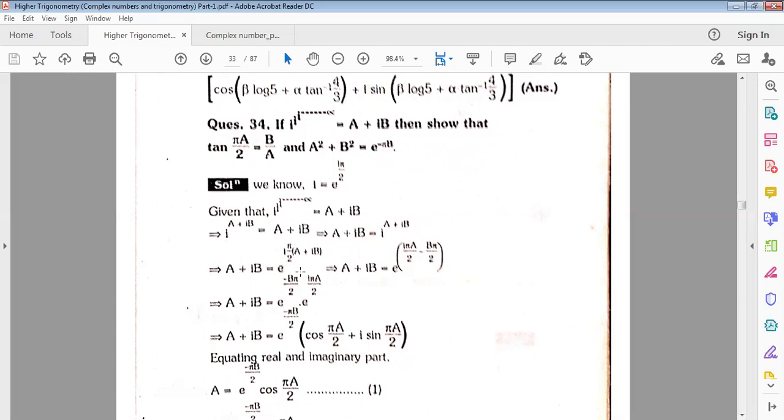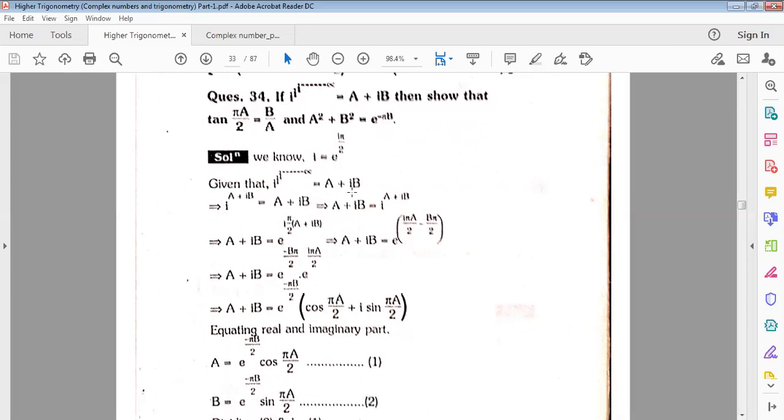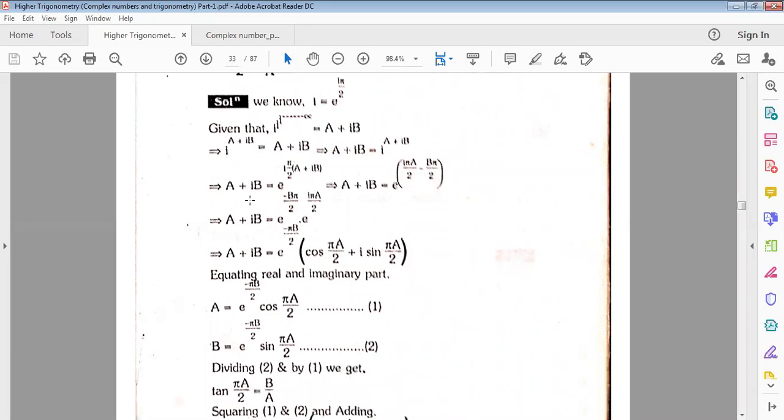Now this equals e to the power by using this formula, I equals this one, e to the power I pi by 2 formula. Now a plus ib equals e to the power I pi by 2 into a plus ib. This equals e to the power, just multiplying I pi by 2 on both terms, I pi a by 2 plus I pi b by 2. Next, a plus ib equals e to the power minus b pi by 2 into, just factoring the power of e, e to the power I pi a by 2.